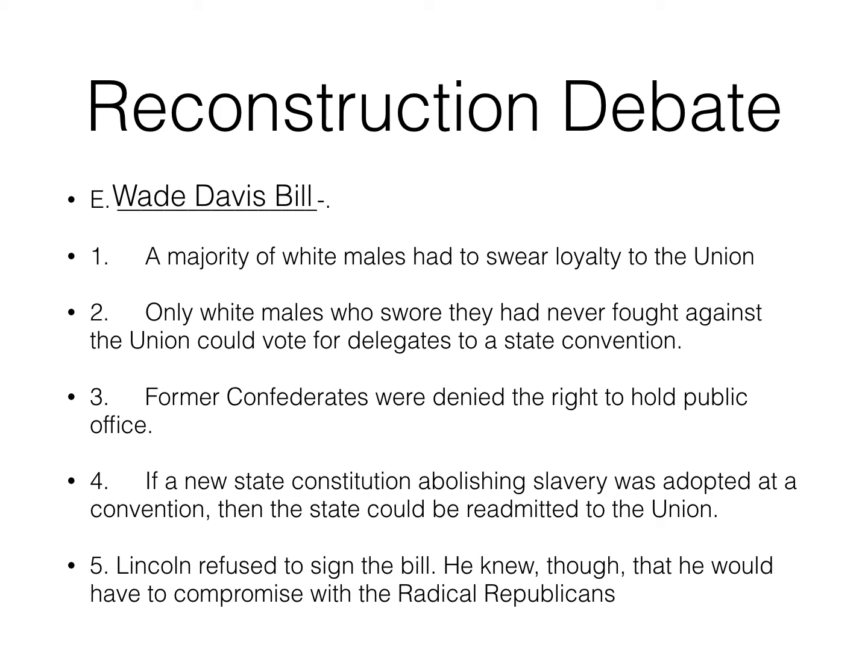All right, so back to the Wade-Davis Bill. Only white males who swore they had never fought against the Union could vote for people to run the state convention, which would basically create a new government for these southern states. And former Confederates were denied the right to hold public office. So if you were a Confederate, you could not be voted into any kind of office in your state. That leaves a few people, you know what I mean? And so if a new state constitution abolishing slavery was adopted at a convention, then that state could be readmitted into the Union. So that part they had in common.